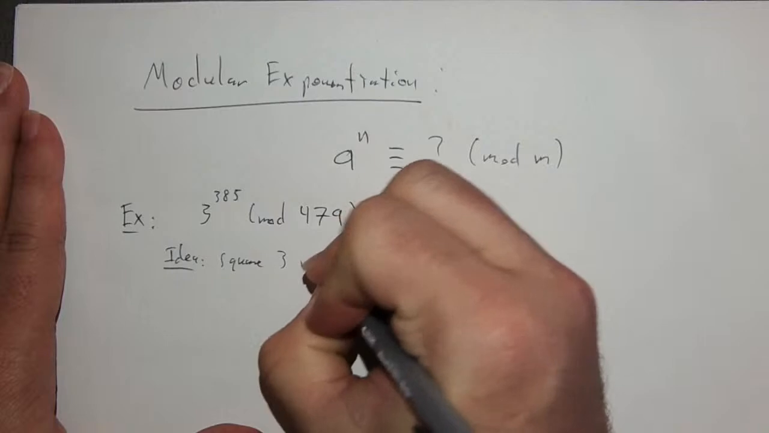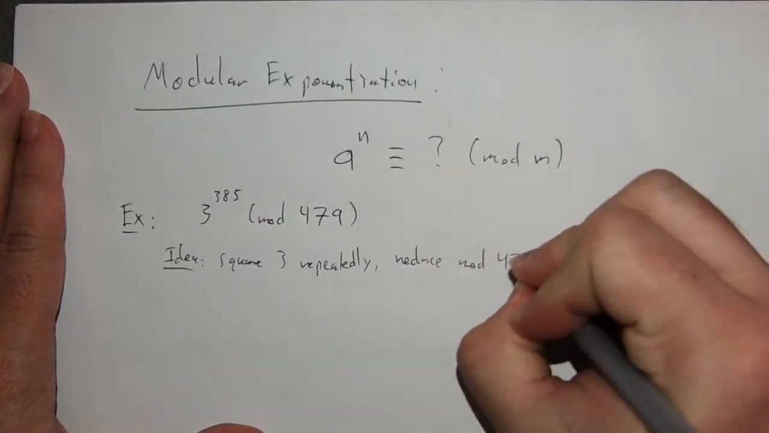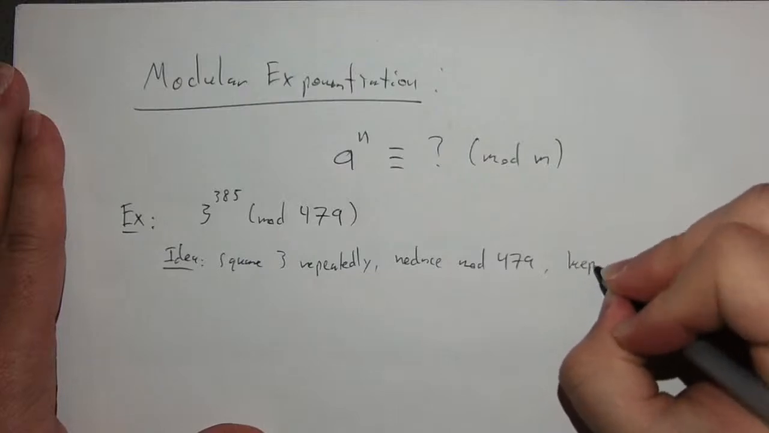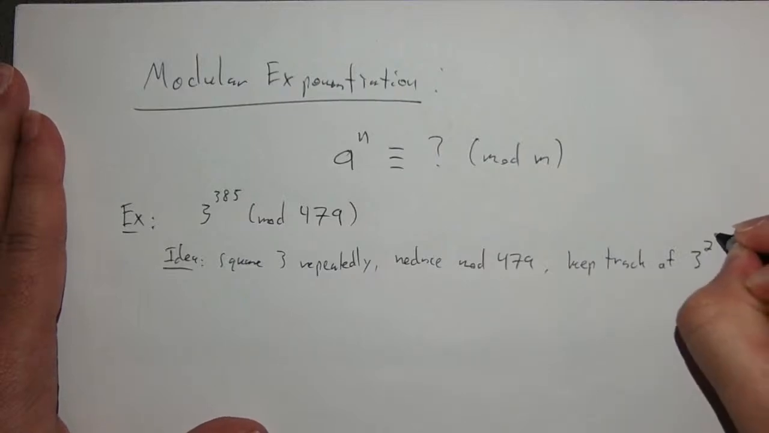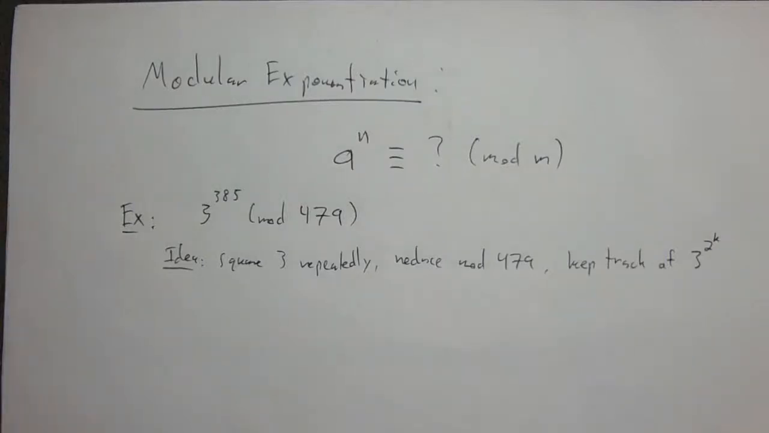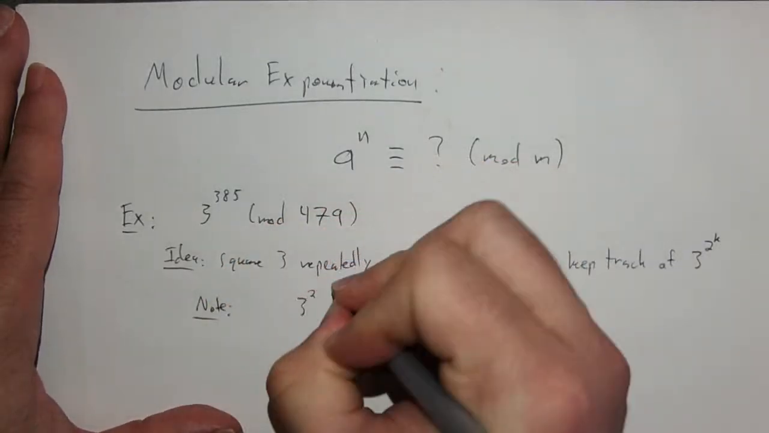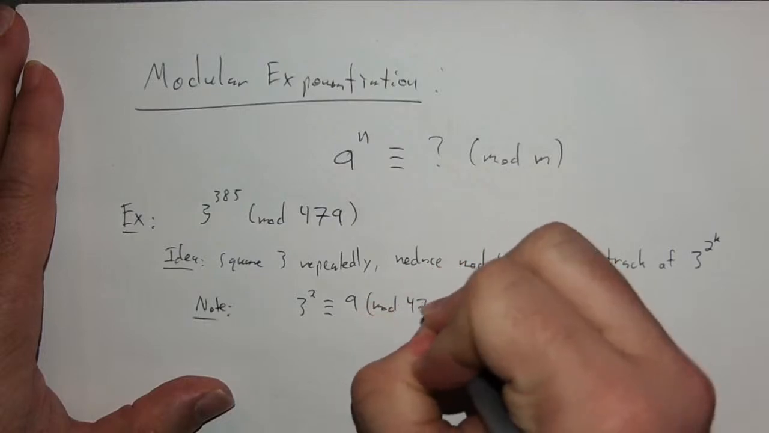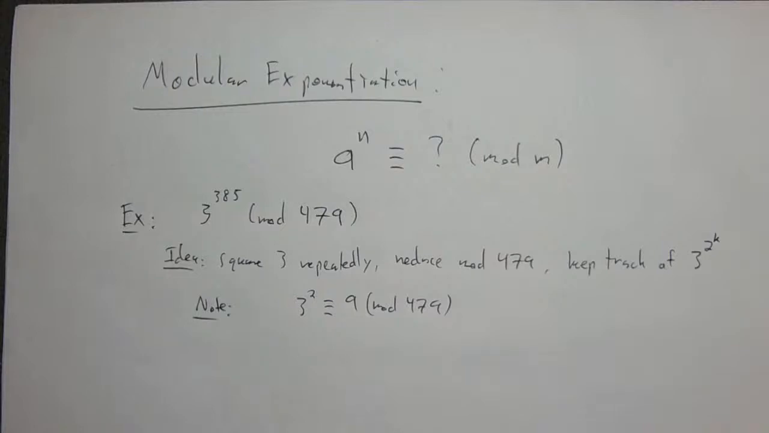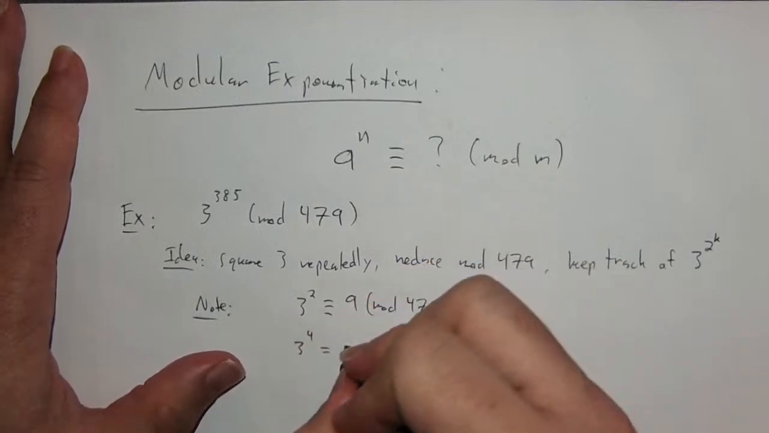So the idea: square 3 repeatedly, reduce mod 479, and keep track of 3 to the 2 to the k, we'll say. Okay, this might seem a little strange at first. So first of all, note 3 squared is, of course, congruent to 9 mod 479. I mean, it's just equal. 3 squared is 9, and mod 479, there's nothing else to say there. So then 3 to the 4th is really 3 squared squared, so that's 9 squared.